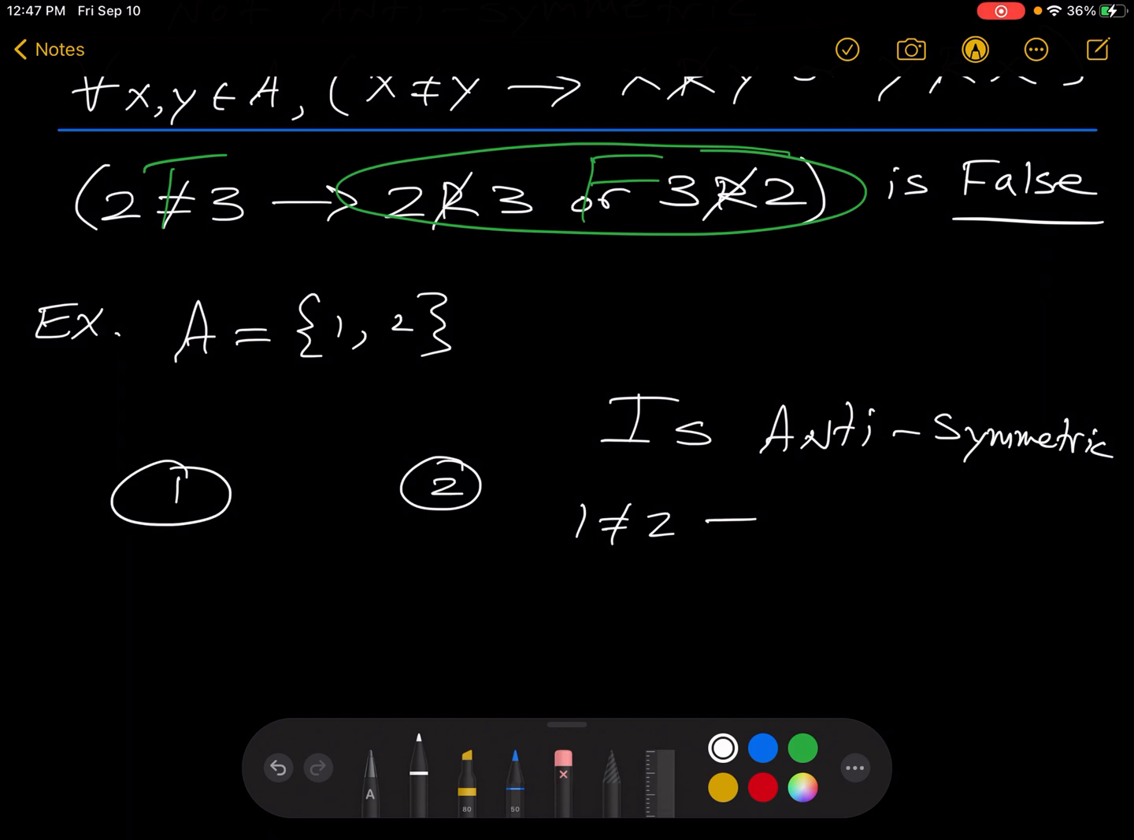1 does not equal 2 is true, and the OR statement, 1 is not related to 2 or 2 is not related to 1, is also true. Right? It's true that 1 is not related to 2. Okay, we've got that. How about 2 is not related to 1? Well, there's no arrow or directed edge from 1 to 2. So we know that's true. And there's no directed edge from 2 to 1, so we know that's true. True or true overall is true. And that's true. True implies true is true. So it is antisymmetric.